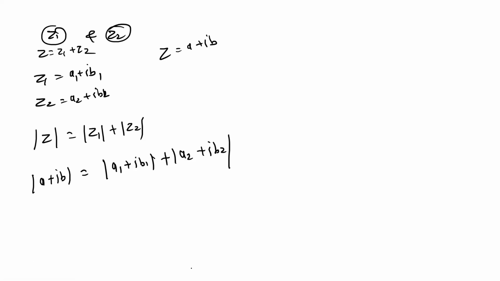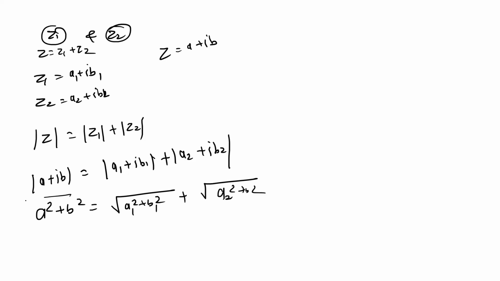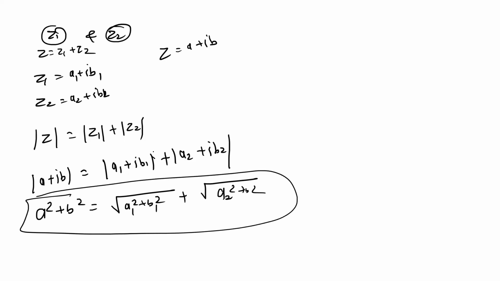That's why I'm discussing all these things over here, right? So if I calculate this, it will be equal to the modulus of a square plus b square, which is the root of a1 square plus b1 square plus a2 square plus b2 square, right? So if you are adding two complex numbers, then the modulus will look like that, right?